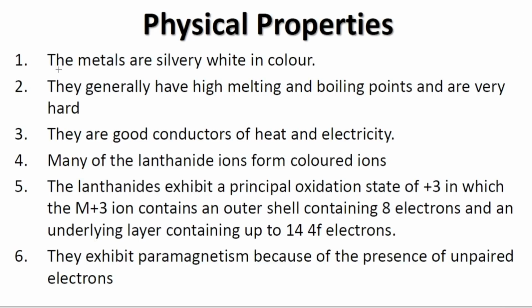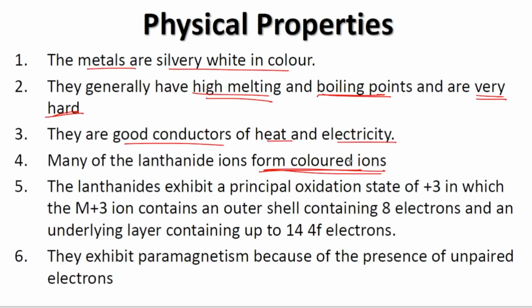Basically all of them are metals and they have silvery white color. They generally have high melting and boiling points, and they are very hard. They are very good conductors of heat and electricity. Many of the lanthanide ions form colored ions. Remember this, the lanthanide ions form colored ions, but their color is not affected by the ligand field. You have to make sure of that.